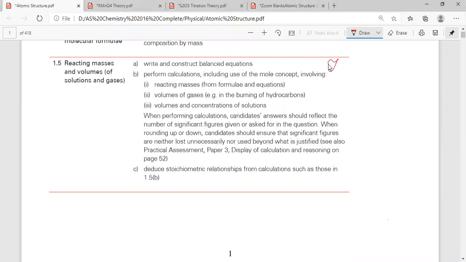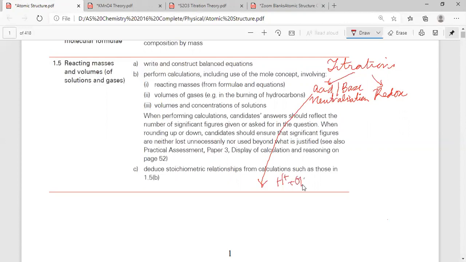In titrations, there are two types of titrations: acid-base, which we have finished, and second is redox. See, in acid and base, it's not redox. It is just neutralization. Why? Because basically in this reaction it is acid plus alkali giving water, so there is no change in oxidation states.